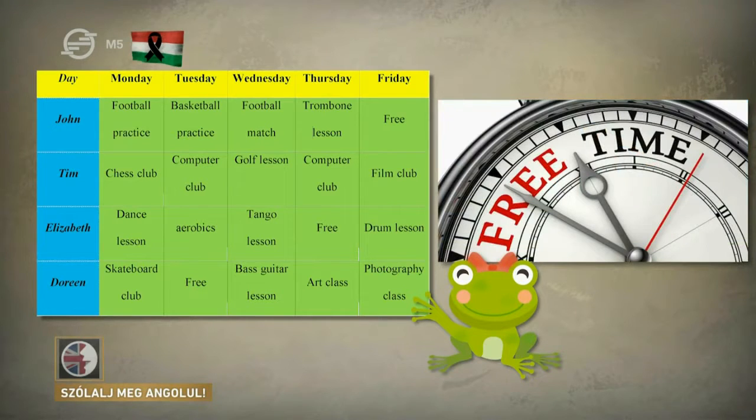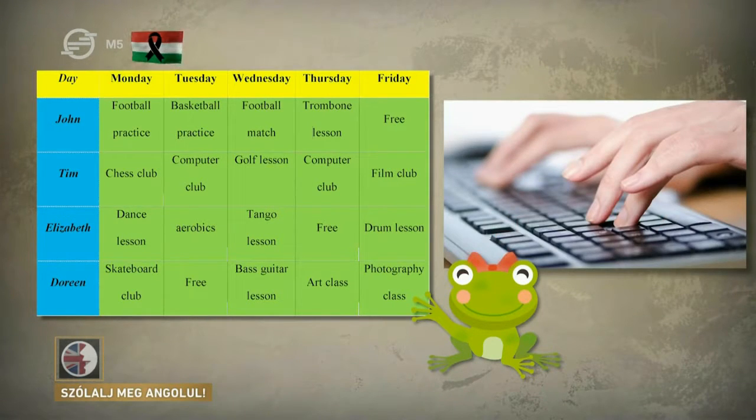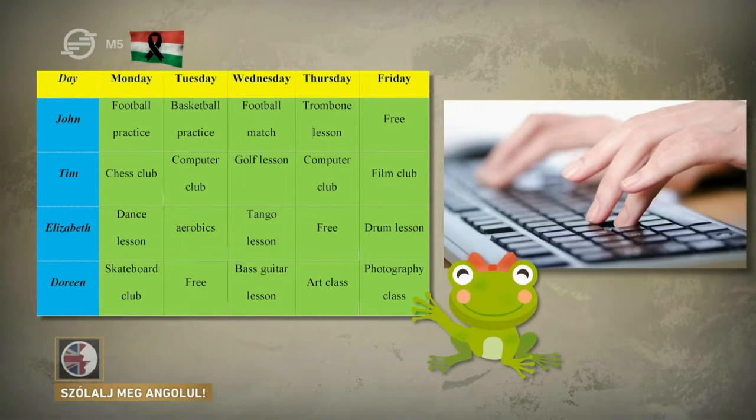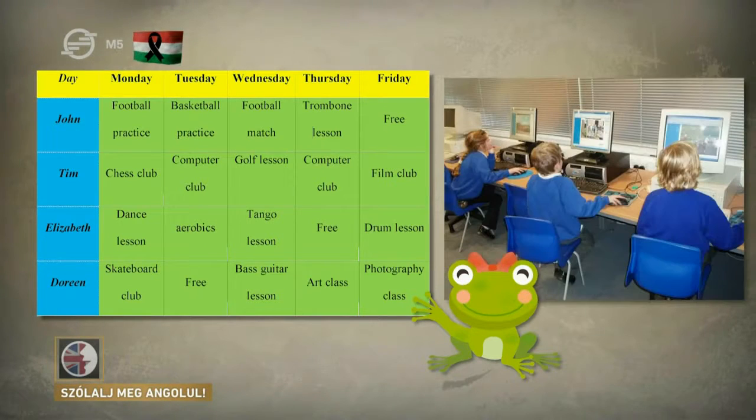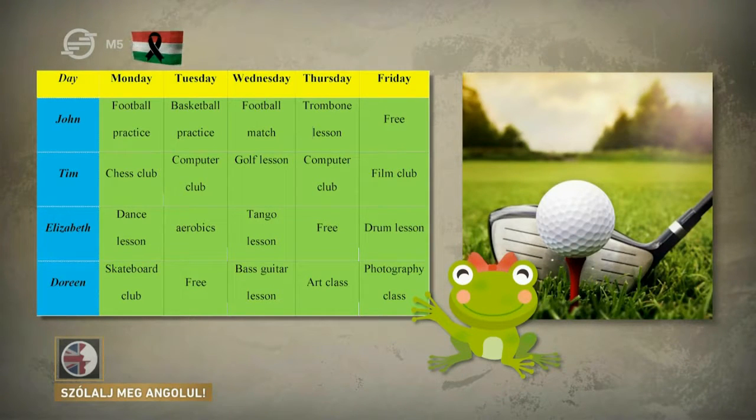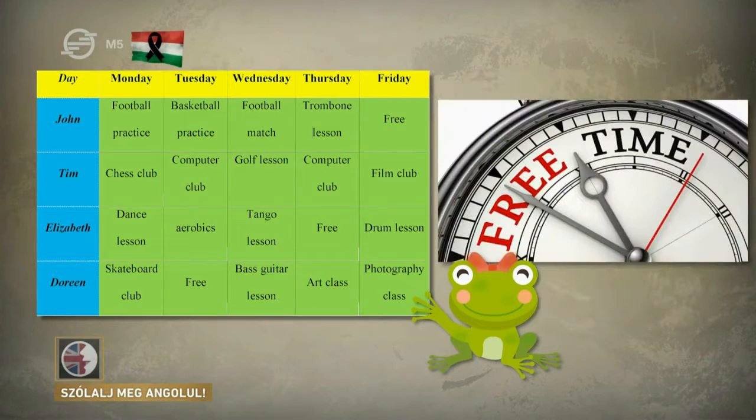On Friday, John's afternoon will be free. I think on Friday afternoon, John will be chatting on his computer. He won't be practicing his trombone, he'll be on his computer. Now, on Tuesday and Thursday, we can see that Tim will be at computer club, and he'll be at his golf lesson on Wednesday. Doreen will have a free afternoon on Tuesday.